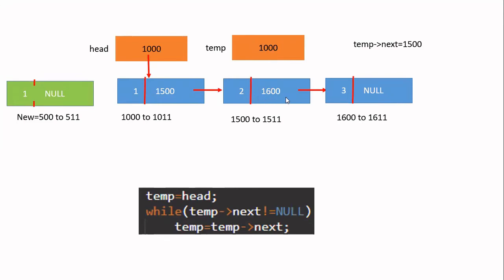Now check whether it contains next as null. So now this is also not containing next as null. The next field is 1600. So what is the next step? Now I have changed temp to 1500. Then I am checking what is the next of temp.